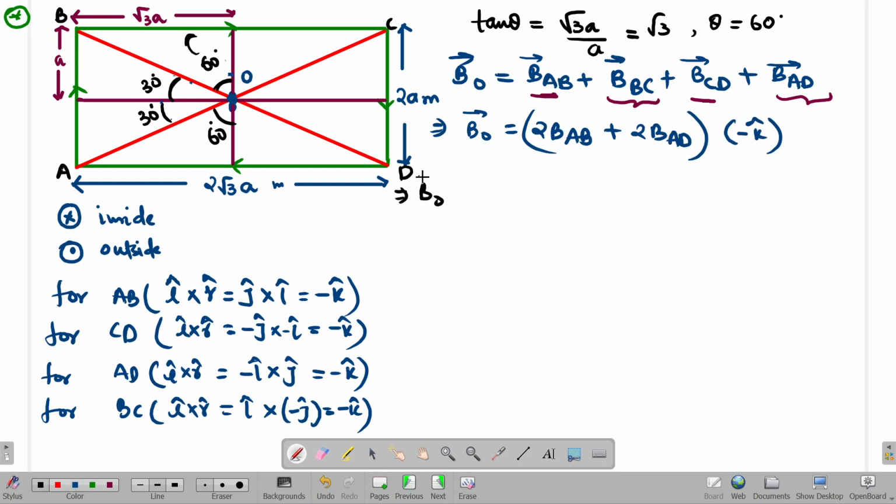So B naught vector becomes what? 2 times the magnetic field due to AB. So the magnetic field due to AB is also mu naught I. What was the formula for a straight wire? Mu naught I by 4 pi r. Mu naught I by 4 pi. R is how much? R is nothing but root 3 a or not?